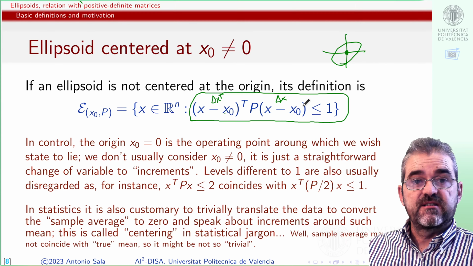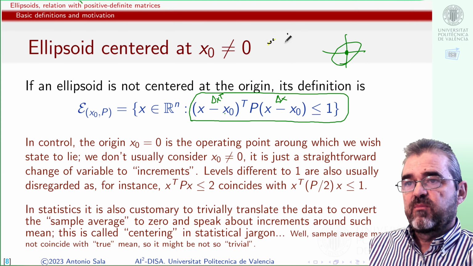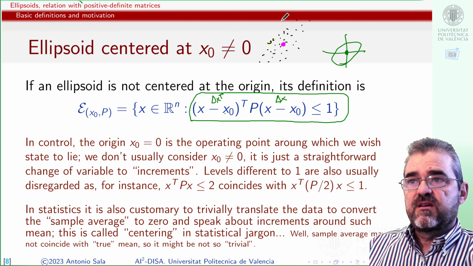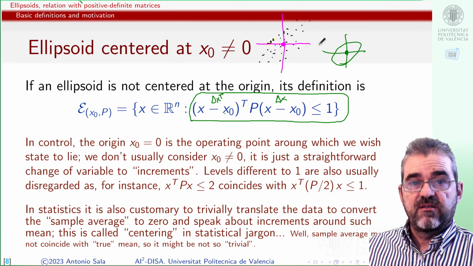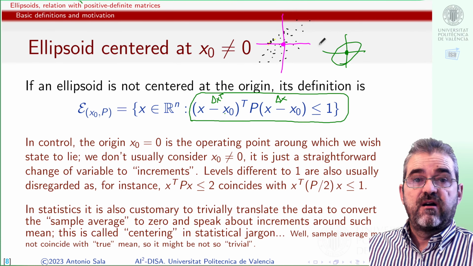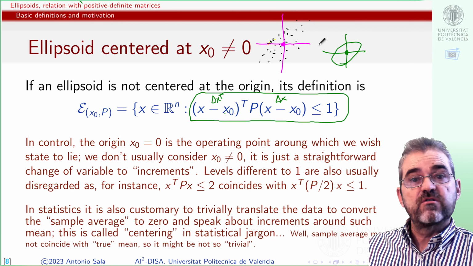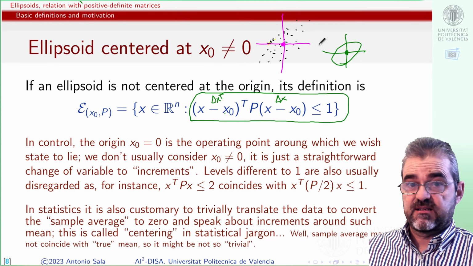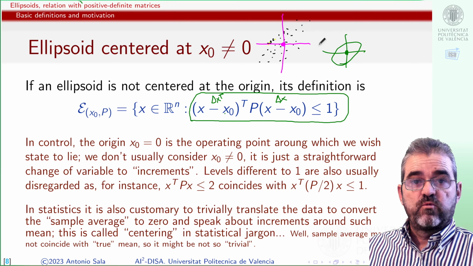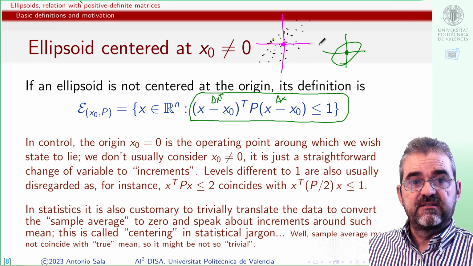Also in statistics, for instance, it's quite common to translate the data. If I have a bunch of samples, if I take the mean, and translate everything so that my data has 0 mean, then that operation is called centering, and the confidence ellipsoids, let's say, will also be centered at 0. The thing is that both in control and statistics and in many more applications, we just call the center of whatever ellipsoids we are studying 0, by a trivial change of variables. So we'll forget about non-centered ellipsoids in the sequel.